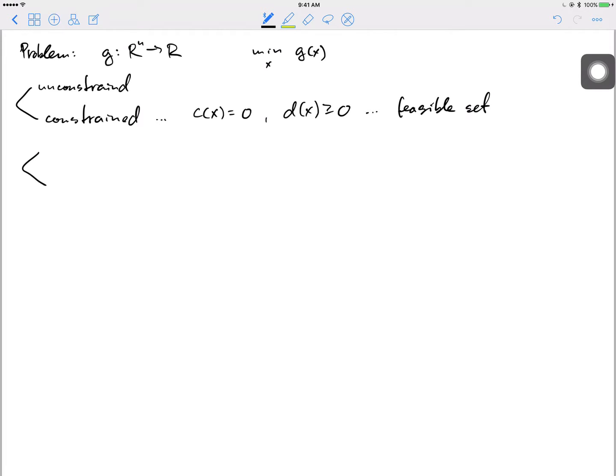Now there is another division which is actually even more important: the division between convex and non-convex optimization. That is very important. So first I need to show what a convex optimization problem is. First, the g function must be convex. The function we are minimizing must be convex. And if we have a constrained optimization case, then the feasible set must also be convex. Do you all know what it means for a function to be convex and for a set to be convex?